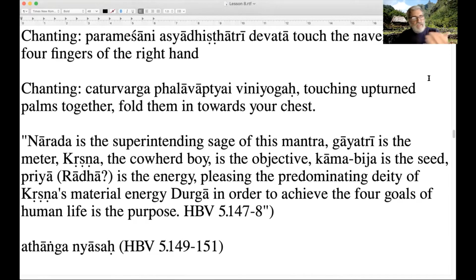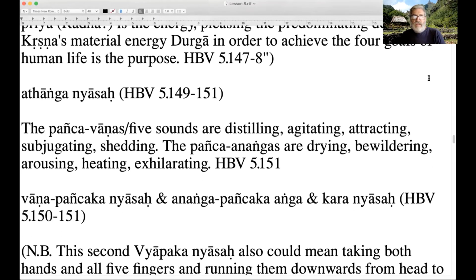The meaning. This explains the meaning. So what's the meaning of this? This comes in Hari Bhakti Vilas, fifth chapter, texts 147 to 148. We just went over. Narada is the superintending sage of the mantra. Gayatri is the meter. Krishna, the cowherd boy, is the objective. Kama bija, klim, is the bijam, the seed. Priya, Radha, is the energy, the Shakti. Pleasing the predominating deity of Krishna's material energy, Durga, in order to achieve the four goals of human life is the purpose. Okay, that's the purpose.